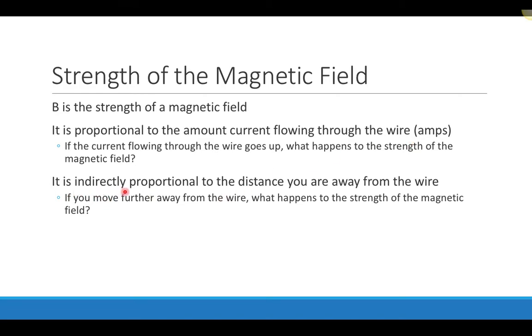It's also inversely proportional to the distance that you are away from the wire. So if you're close to the wire, the magnetic field strength is larger, and as you move further and further away, the magnetic field strength decreases. So that's that inverse relationship. As the distance gets bigger from the wire, the magnetic field decreases. And we use B to represent magnetic field strength.